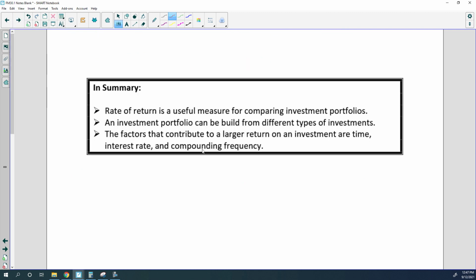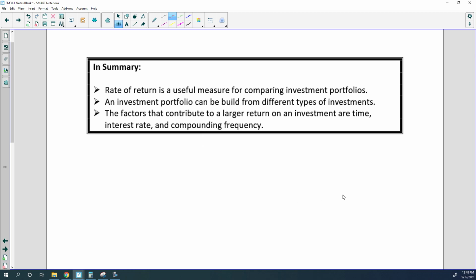So in summary, the rate of return is a useful measure for comparing investment portfolios. An investment portfolio can be built from different types of investments, and the factors that contribute to a large return on an investment are time, interest rate, and compound frequency. And that ends our example video.